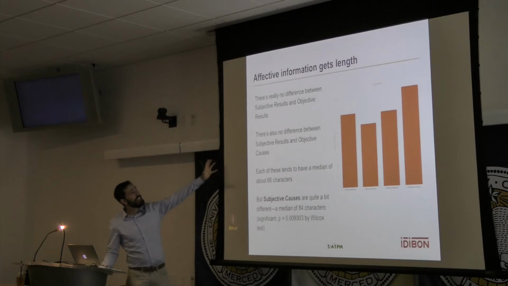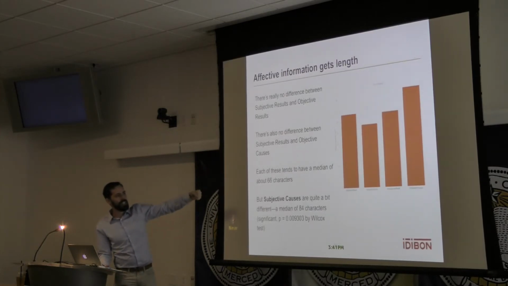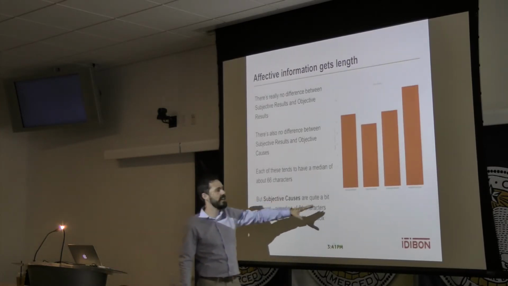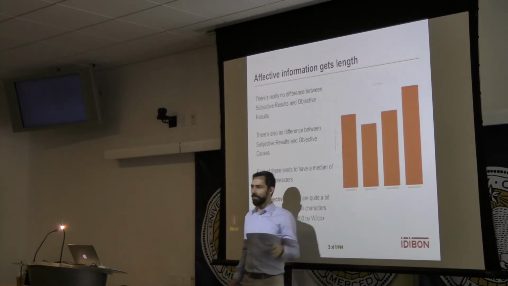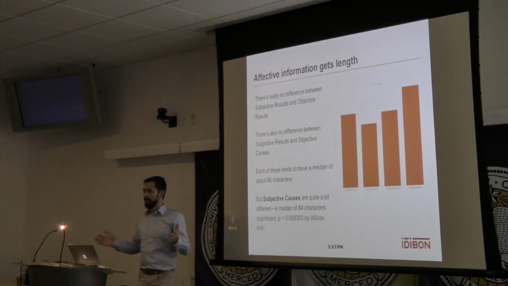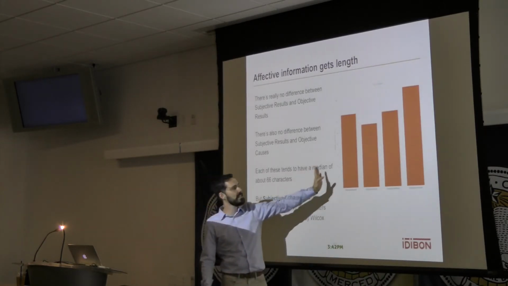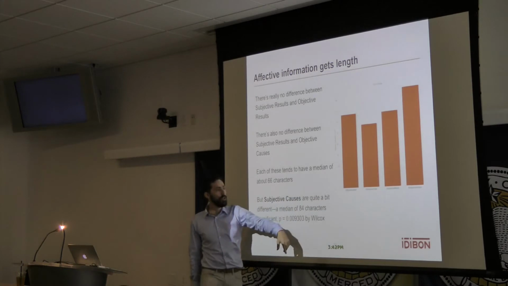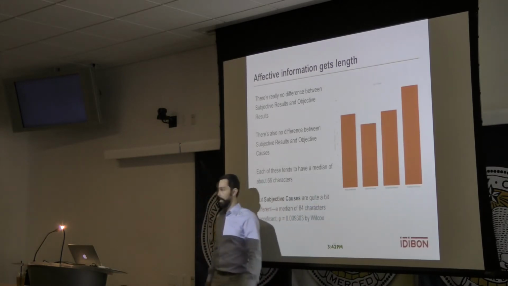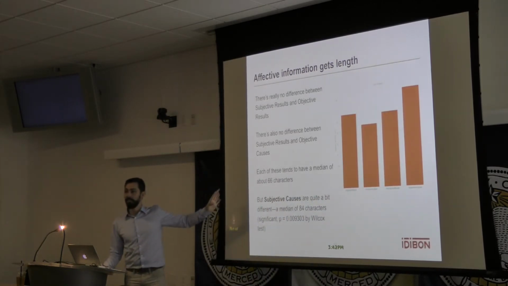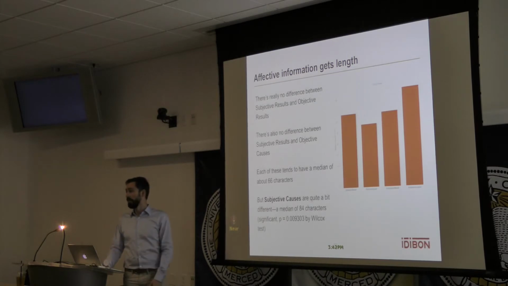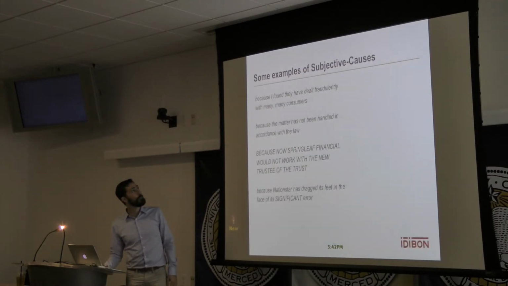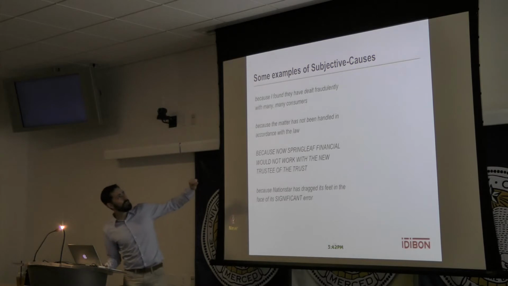So also, affective information seems to get length. The most significant effect here is subjective causes. So subjective causes are just much longer than everything else. The other differences are not statistically significant. Some of them are close. Objective results and causes are close, but that's the real effect: when you're talking about these affective emotional causes, you also go on longer. So let me give you some examples of subjective causes.